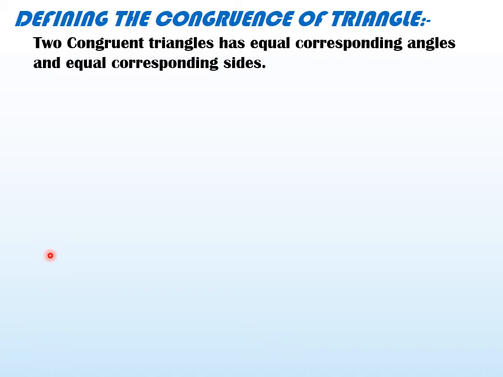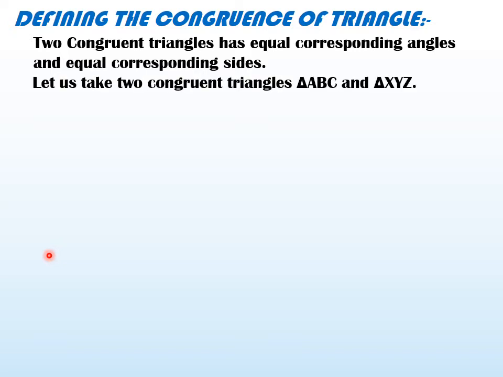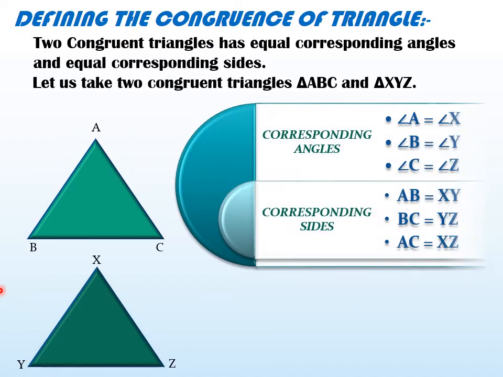Two congruent triangles have equal corresponding angles and equal corresponding sides. Let us take two congruent triangles, triangle ABC and triangle XYZ. For these two triangles ABC and XYZ, we have corresponding angles and corresponding sides. What do we mean by the word corresponding?